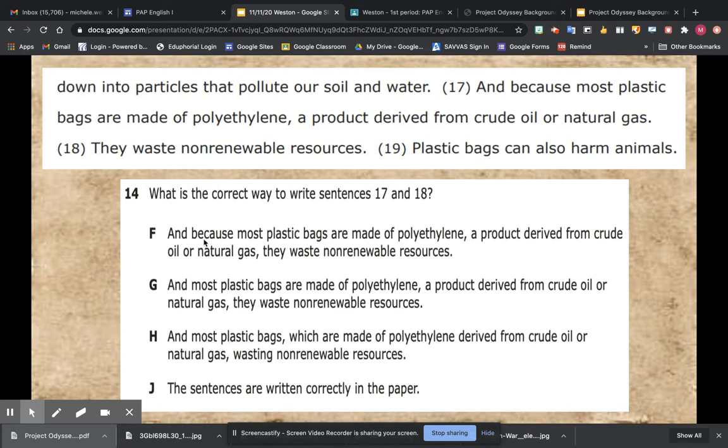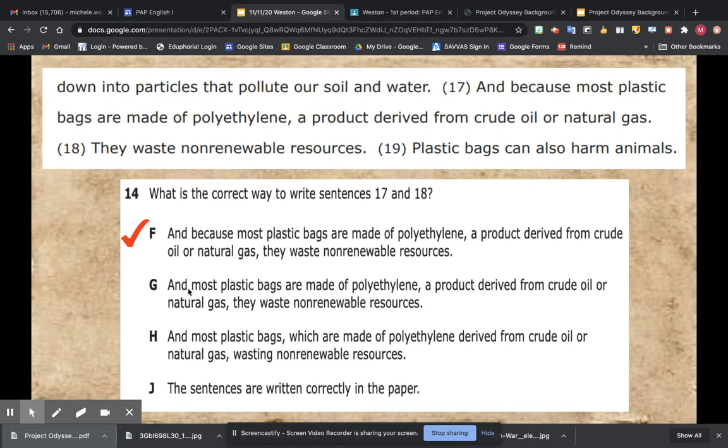If we look at this choice, and because most plastic bags are made of polyethylene, a product derived from crude oil or natural gas, they waste non-renewable sources. So what do we notice about this clause up here? We see that there is an "although" up here. That's one of your subordinating conjunctions, and those come at the beginning of a dependent clause. So we know that this is a dependent clause. And like we practiced in our warm-ups, a product derived from crude oil or natural gas is extra information that we don't really need. But if we keep it in the sentence, we need to put commas before it and then after it, so that's what this answer choice did. And then it added the independent clause. So right now, F is looking like the best choice. But we're going to make sure we read everything. So I'm going to put a check there just to make sure that I come back to it.